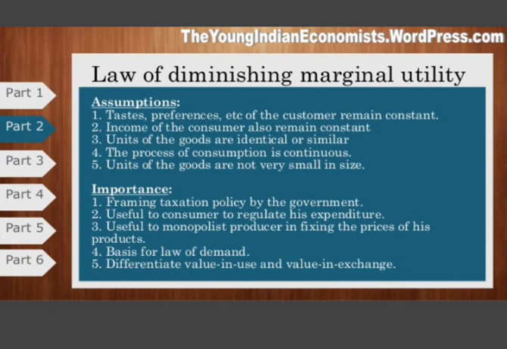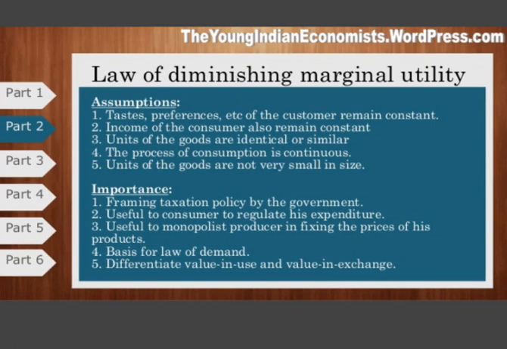Then let's look at the importance of the law of diminishing marginal utility. Number one, taxation policy. The government uses it in formulating taxation policy. They consider the law in formulating their taxation policy. Then number two, it is useful to the consumer to regulate expenditure. The consumer considers the utility derived from a commodity to determine how much he will spend on it. So they use it to regulate the expenditure.